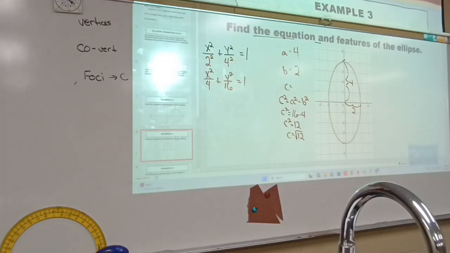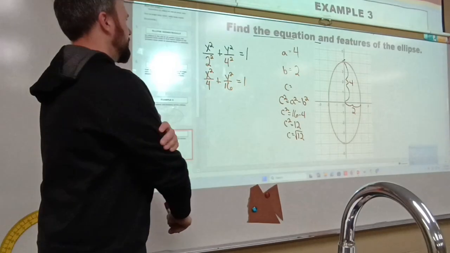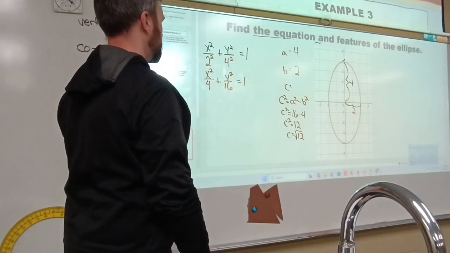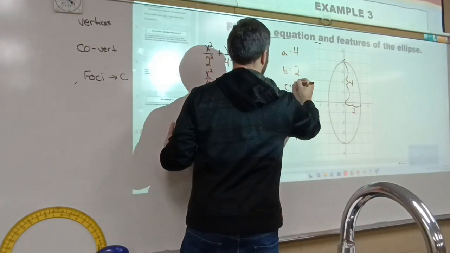So are we good? Do you guys feel okay about at least finding that equation from the graph? You look at your x-axis, y-axis. Yeah. All right. Oh, I didn't write down C up here. My bad.